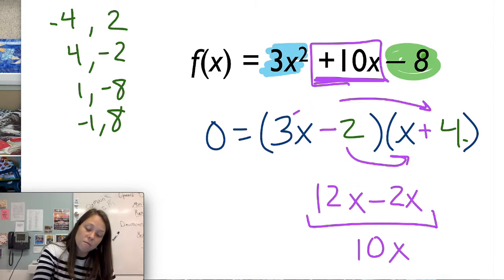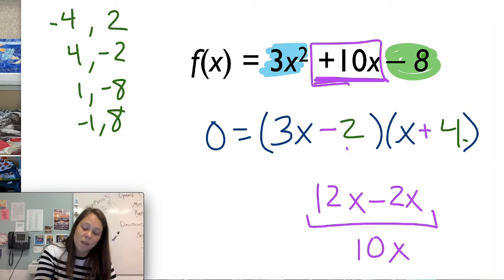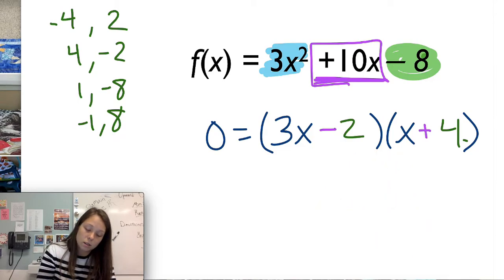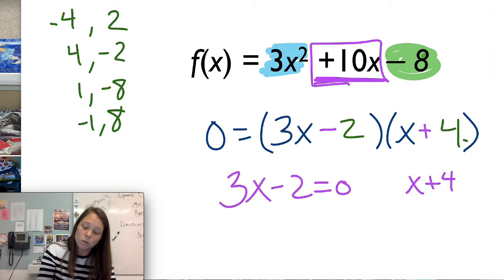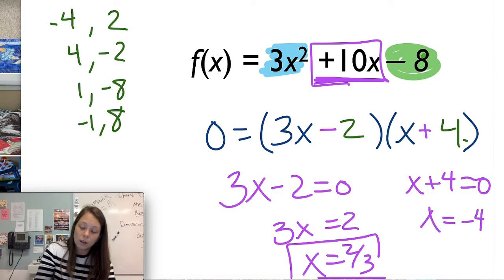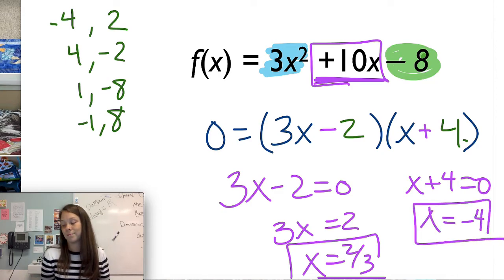So now that I have found the proper setup for my factored form, now I can go through and solve for x. So 3x minus 2 equals 0 and x plus 4 equals 0. Add the 2 over and I get 3x equals 2, and divide by 3 and I get x equals 2/3. On this one, subtracting the 4, I get x equals negative 4. All right, that wraps up example 2.